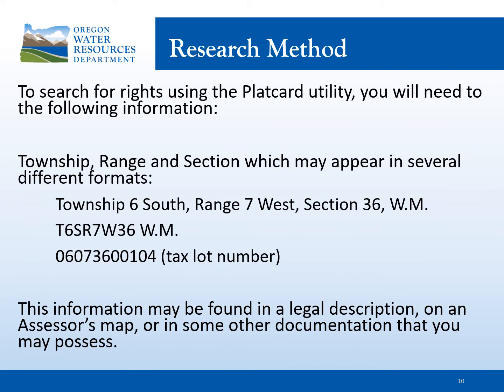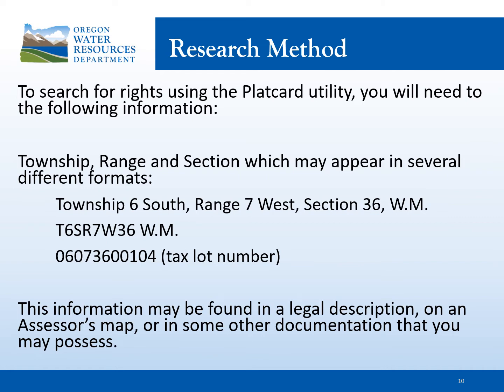Now that we've gone through some background information, we will begin going through the specific steps necessary to search for water rights using the department's Platcard utility. To begin your research, you will need to know the township, range, and section information for the area you intend to research. This information may be found in a legal description, on a map that you possess, such as an assessor's map or land survey map, a plat map, or some other documentation such as a tax statement.